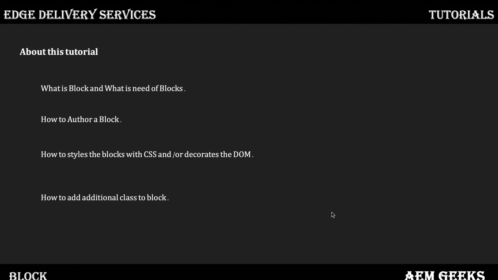So as part of this tutorial, I'll talk about what is building block and why do we need a block. This is the most important question and we'll talk about this question at end of this tutorial where you will understand why do we really need a block, how to author a block, how to style block and how to manipulate DOM of a block. Because DOM is different and what you need as a UI is different. I'll talk about it and how to add styles and other stuff to a block.